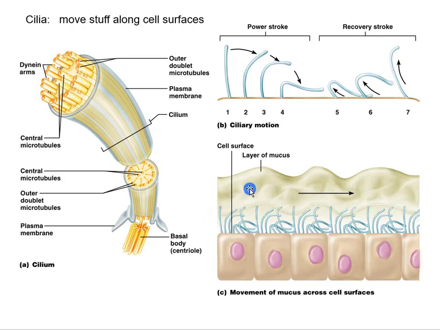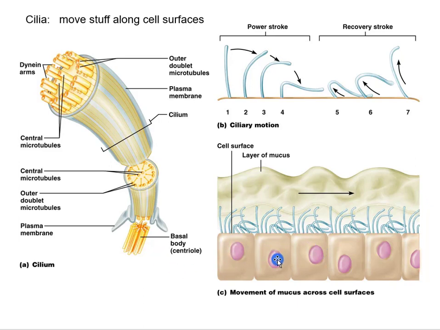And sticking out of the cells are these little pipe-looking things, these little blue pipes. What these little blue pipes do is allow things to move along the cell surface. This is a pretty commonly used picture when we describe the function of cilia.